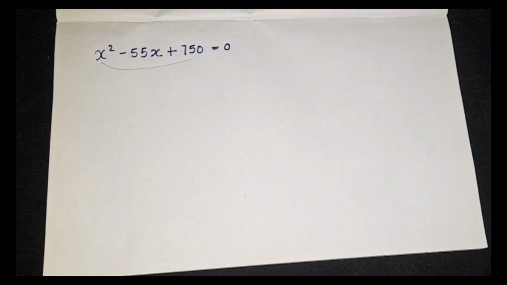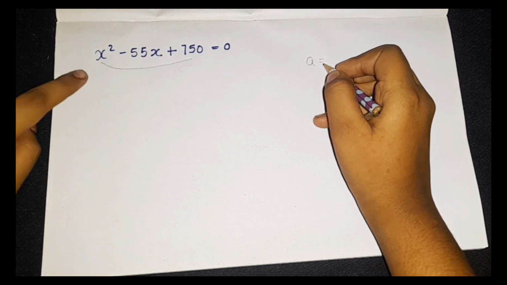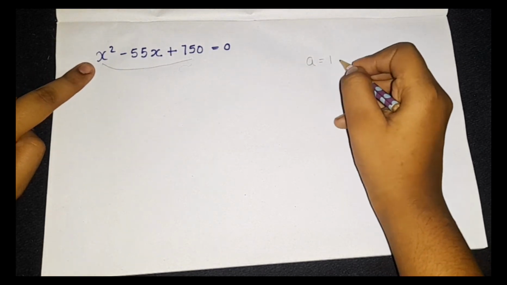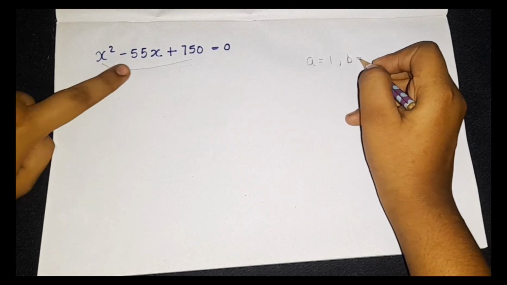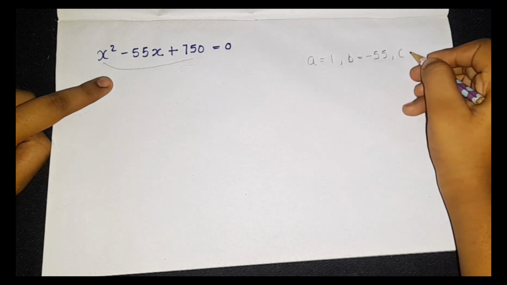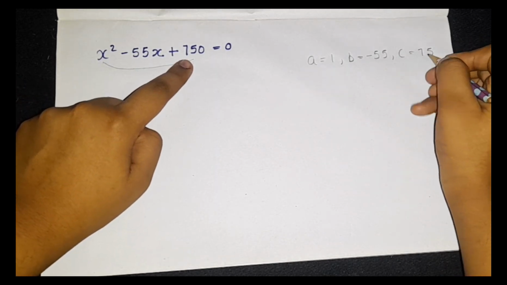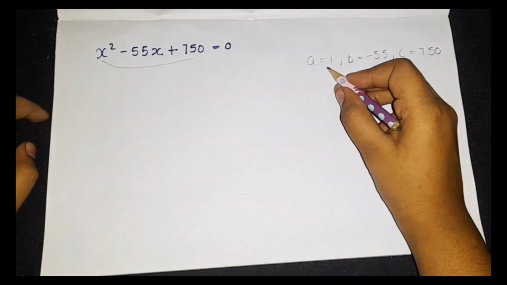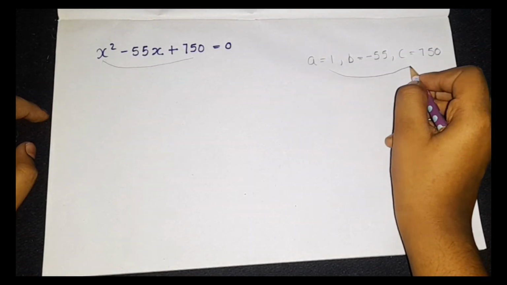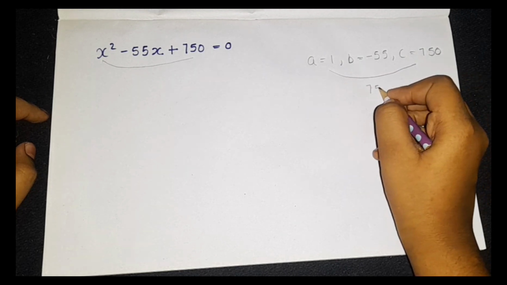So now let us write the a value, b value and the c value. So a is equal to, what is the a value? Here the coefficient is 1, that is the a value, and b value, here the coefficient is minus 55, comma c value, here the c value is 750, so we can just write the 750 as it is. Now we are going to be multiplying the first one with the last one. When we multiply 1 into 750, we get 750.